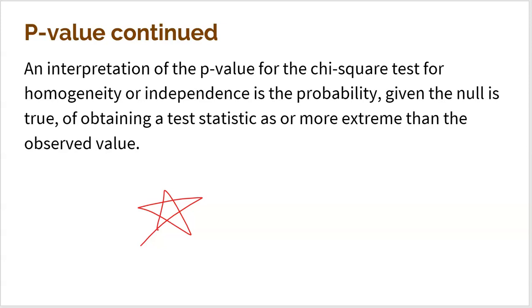So a p-value for a chi-squared test for homogeneity or independence is the probability, given that the null is true, of obtaining a test statistic as or more extreme than the one you found. So again, it's basically saying, hey, what's the probability you get a chi-squared number as equal to yours or higher than the one you found? And that is what the definition of a p-value is.